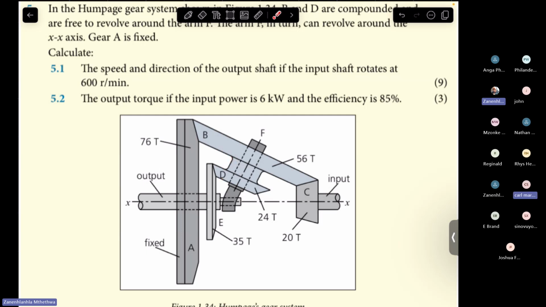Are we clear? Yes. Right? So like I said, under bevel gears, you get two types of epicyclic gear systems. I've already mentioned this one. This is a Humpage epicyclic gear system, where we treat all components involved in the system as being part of the epicyclic gear system.